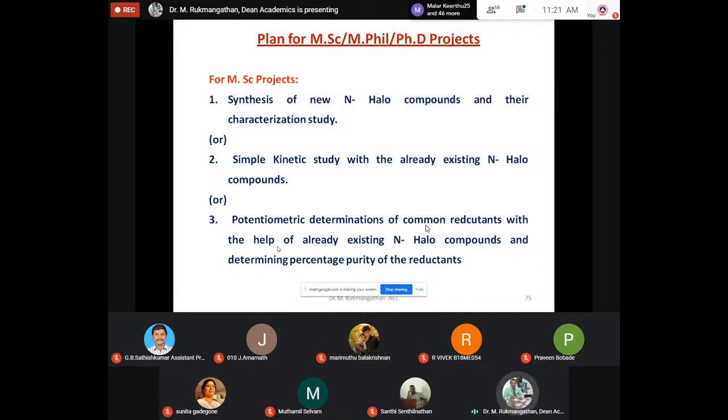You can go for verifying it by carrying out potentiometric determination against some common reductants. Plenty of common reductants are available, such as glucose, fructose, and aldoses, etc. With those common reductants, you can go for carrying out your research work. This is a simple area for MSc.